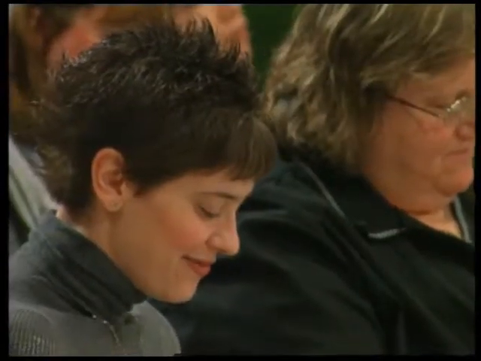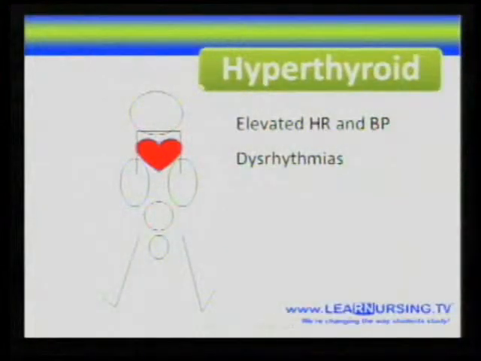Let's look at cardiovascular. So we've done neuro. Now we're looking at cardiovascular. Everything in Hashimoto's was slow. Everything in this is going to be through the roof. So you have elevated heart rate, elevated blood pressure, and you can end up with some dysrhythmias. You're really stressing your body out in Graves' disease. My niece had this, and it was really tough for her because all kinds of weird things were happening to her body.